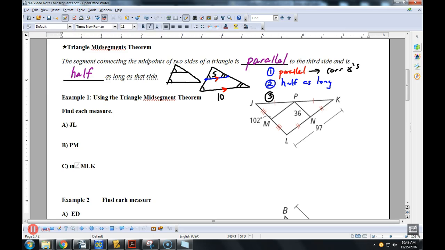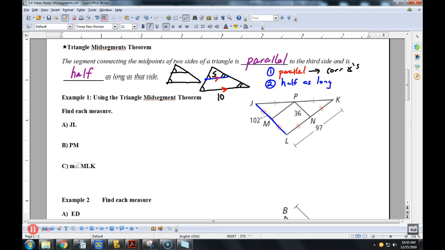Alright, so find the measure of JL. So I'm looking at my diagram here, and I'm going to just get rid of this 3 because it's kind of in my way. So I need to figure out how long JL is. Well, JL is this side right here.